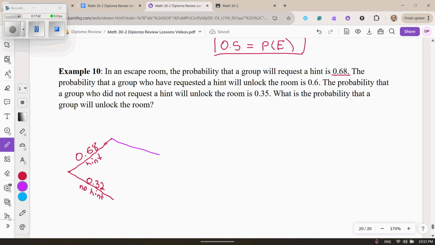From there, they could either win, they could unlock the room. I'm going to put unlock instead of win. Or they could lose. They could not unlock the room. Okay, and that could be whether they got a hint or not. Okay, let's place the appropriate probabilities in there.